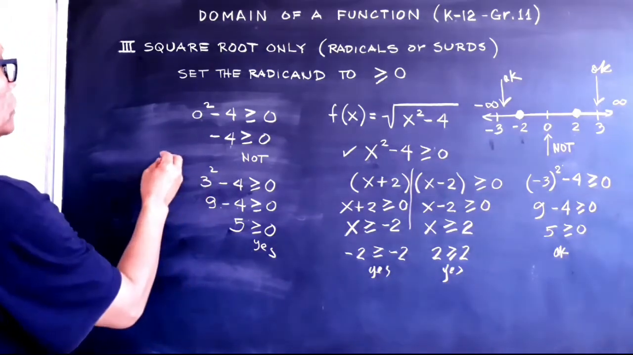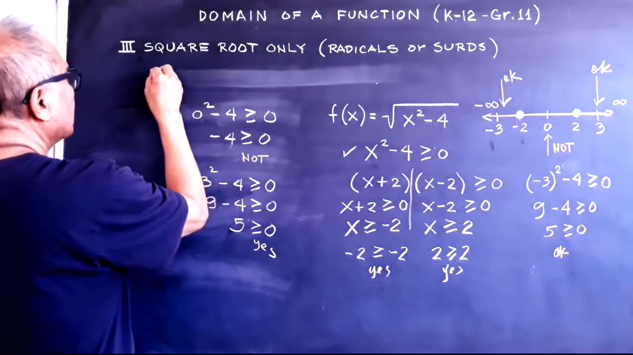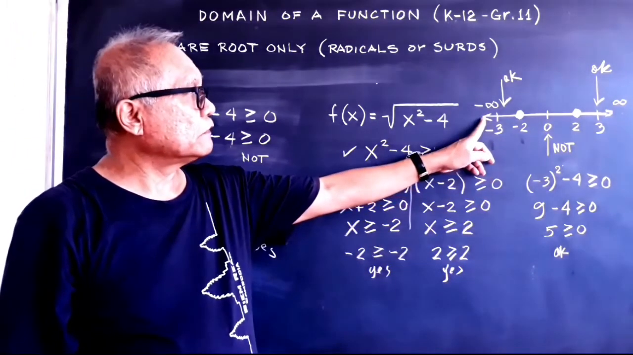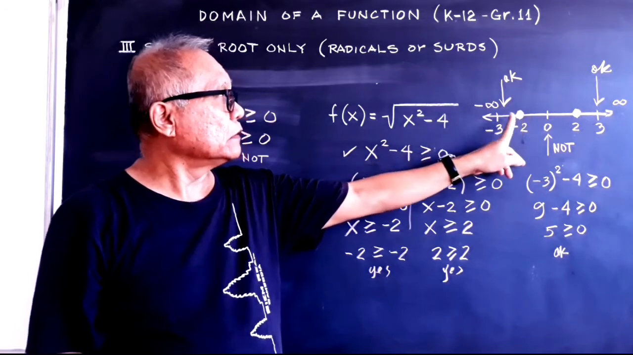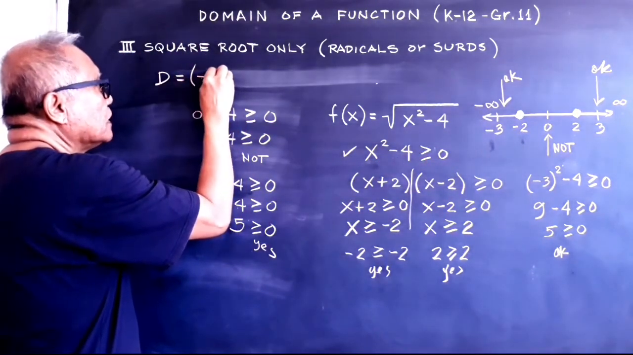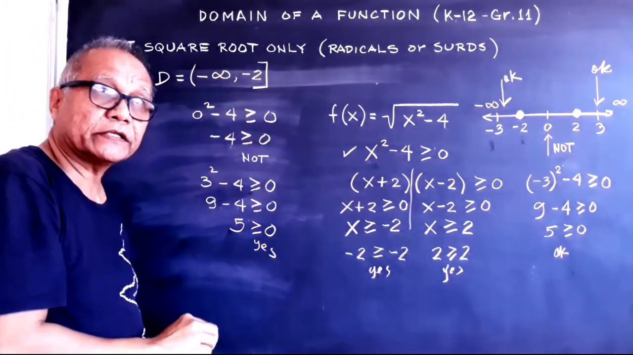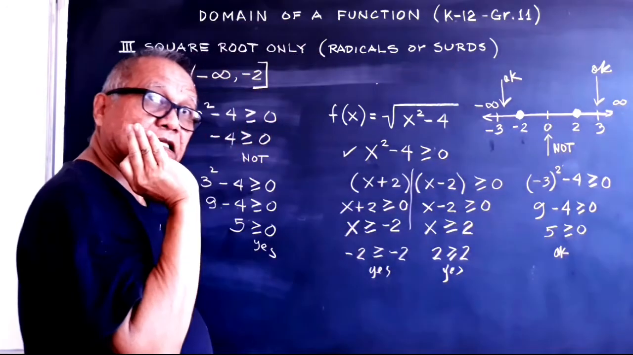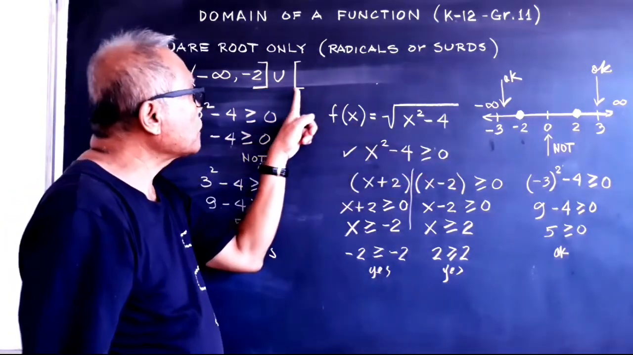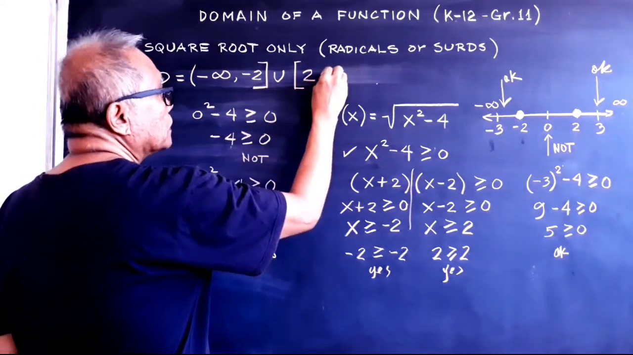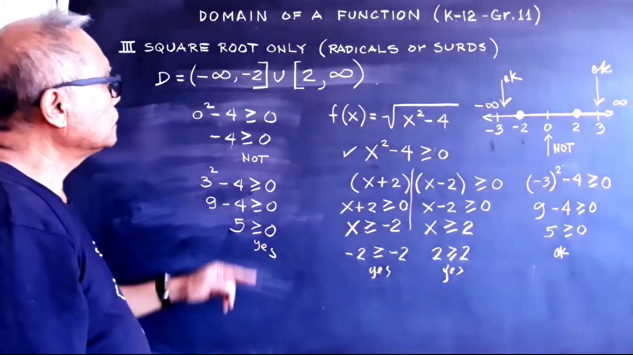Now, what is the domain of that one? So we write the domain. The interval notation for the domain is this one. We start from negative infinity to negative 2, and negative 2 is included. From negative 2 to positive 2 is not included. Then we start from 2, union with, and the 2 is included. That's why it's a bracket. So we have 2 here, going to the rightmost, which is positive infinity. And that's the solution for this function.